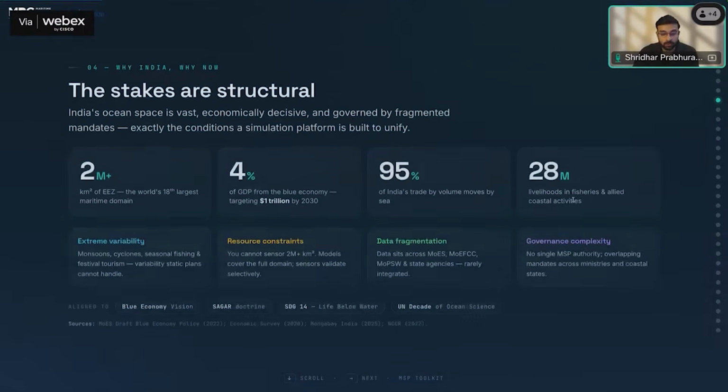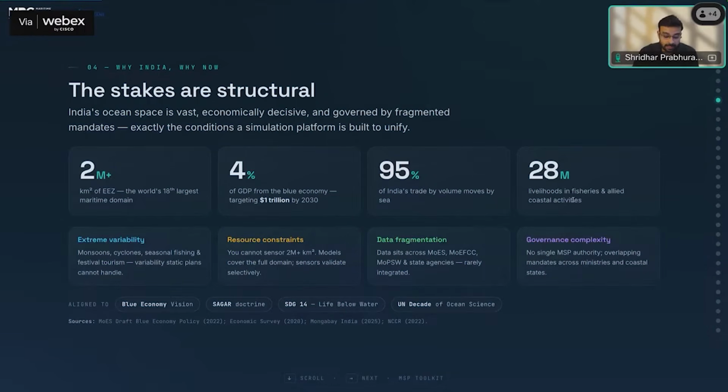So both the people who are using it for proposals as well as the people who currently exist in the community who use tools can be utilizing this. Now, the stakes here are structured. We are looking at a 2 million square kilometer plus complete exclusive economic zone. We have 4% of GDP from the blue economy that is targeting around $1 trillion by 2030. 95% of India's trade by volume essentially moves by sea, and we have around 28 million livelihoods in fisheries, which is currently using the coastal activities and the fisheries livelihood.